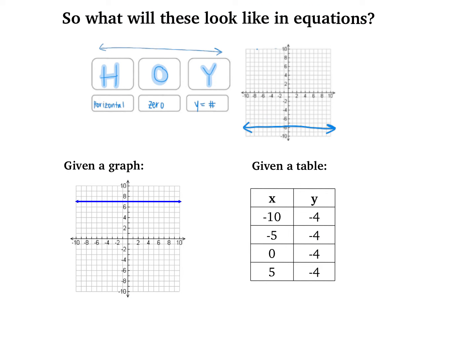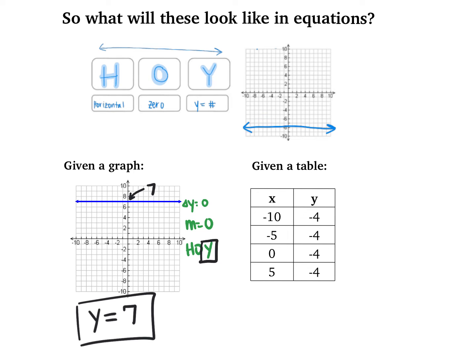So let's look at how we can get to these if you're given a graph or given a table. When I'm given a graph that's a horizontal line, immediately my mind goes to a horizontal line has a slope of 0. So if that change in y is 0, therefore your slope is 0, that reminds me of that HOY, meaning a horizontal line, to remind me that that goes with a y equals value. So I would set up my equation as y equals a number, and the number you would use is the y value for the given graph. So we can see here it's up at 7 and not moving from that. So my equation would be y equals 7.